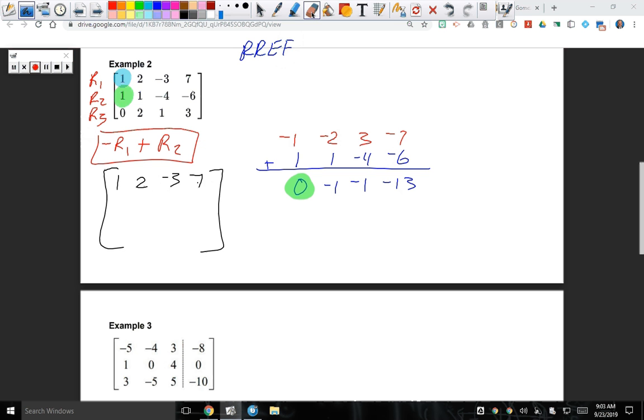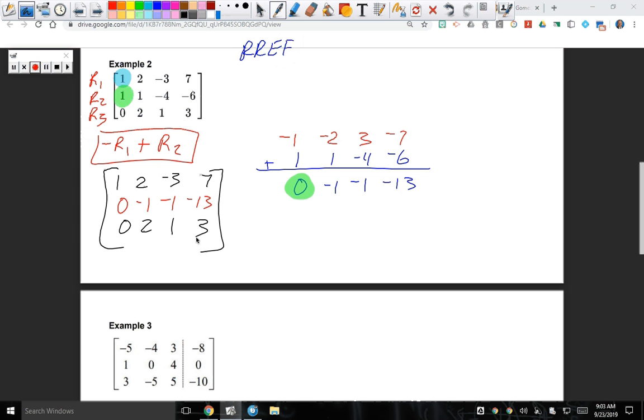Okay? Although we used it, it didn't change. We used it to change row 2. And what does row 2 now get written as? 0, negative 1, negative 1, negative 13. Everything else stayed the same. And we're on our way.